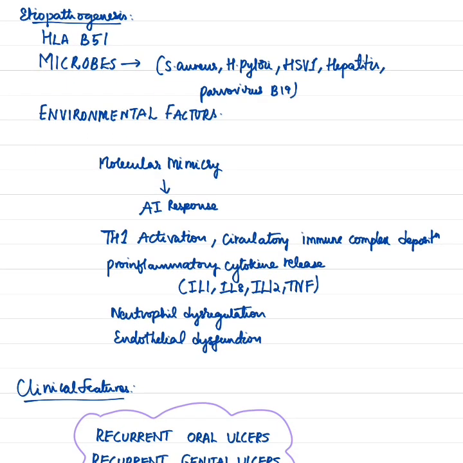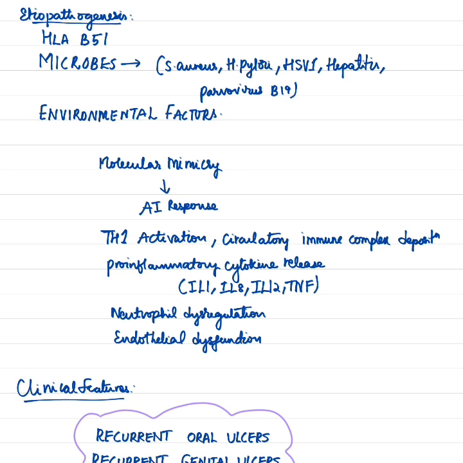Coming to etiopathogenesis, a strong genetic association with the HLA-B51 gene is known, and some microbial agents such as Staphylococcus aureus, H. pylori, HSP1, hepatitis, and parvovirus B19 have also been associated. The actual etiopathogenesis is thought to be a type of molecular mimicry by various environmental factors and microbial agents, which trigger an autoimmune response.